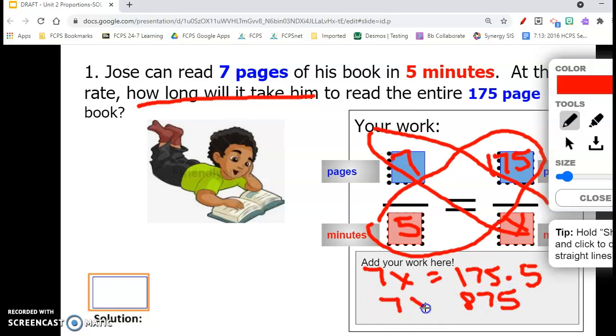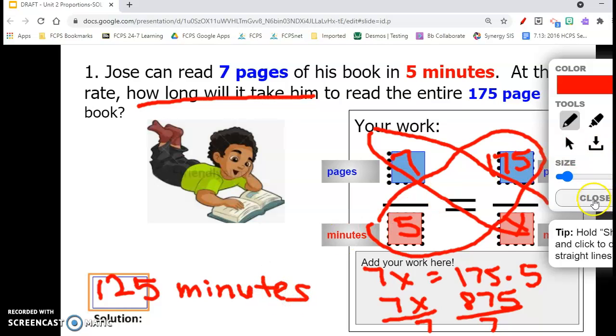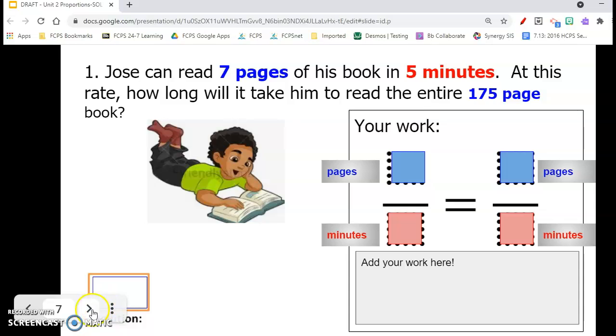And we're just going to undo that 7 divided by X by dividing both sides by the coefficient. I'm going to divide both sides by 7. And that gives you 125. So the solution: Jose will read an entire 175-page book in 125 minutes. Okay, let's go to the next problem.